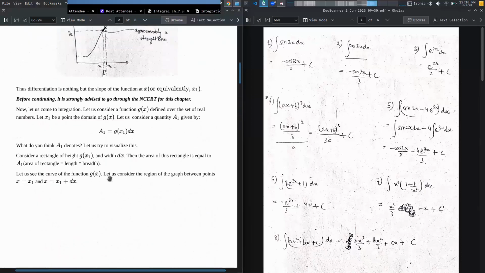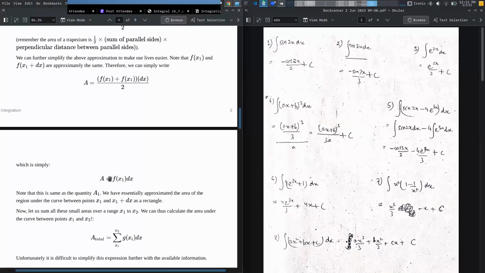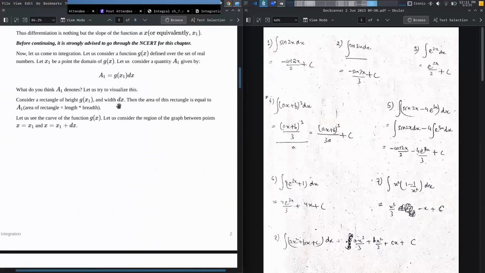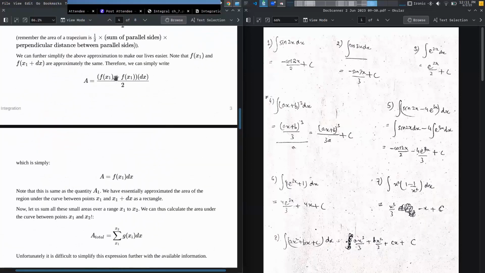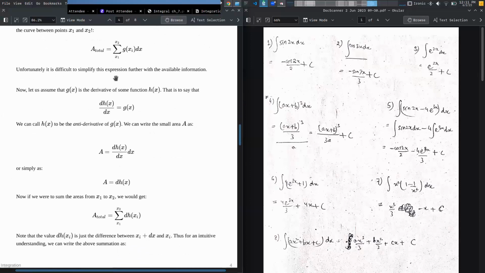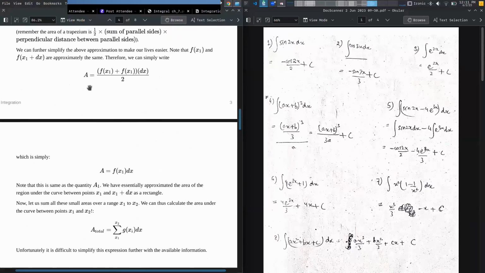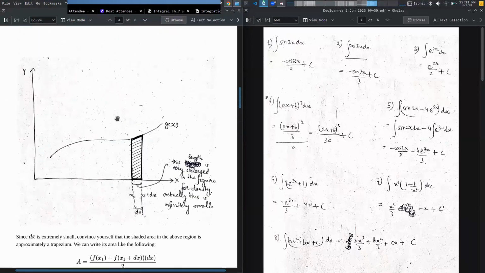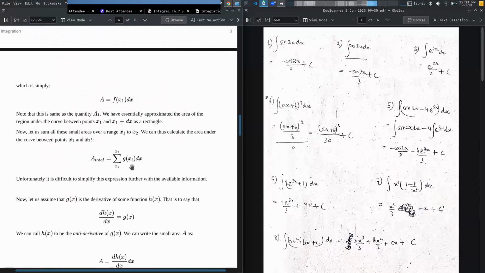Now you might see that this is a similar form as the a1 we obtained here. You can see that this a1 was nothing but the area of the rectangle. So we basically have done an approximation that this area is equal to the area of the rectangle. If we sum these small areas over the range x1 to x2, we can calculate the area under the curve between points x1 and x2.